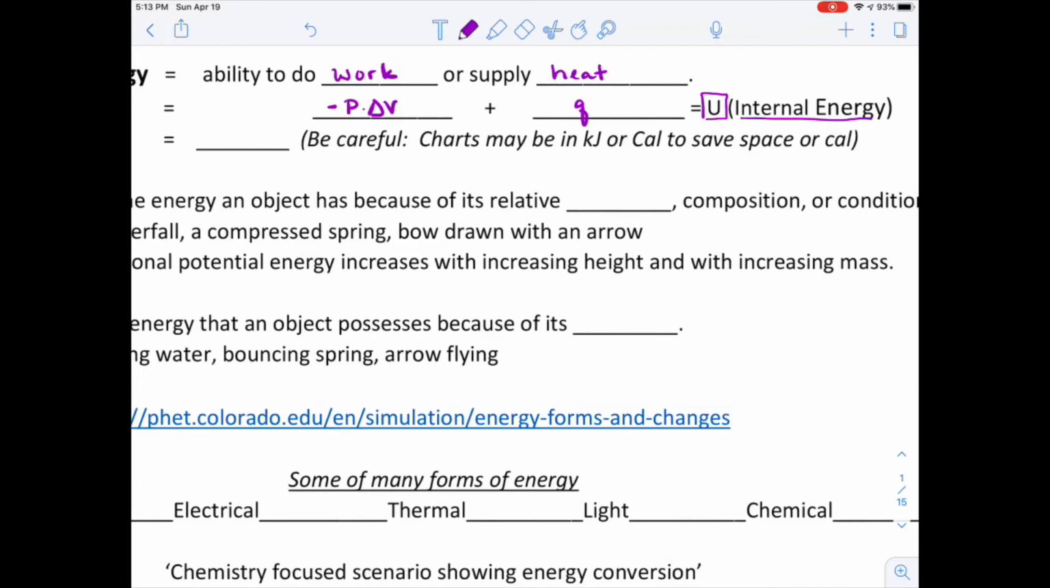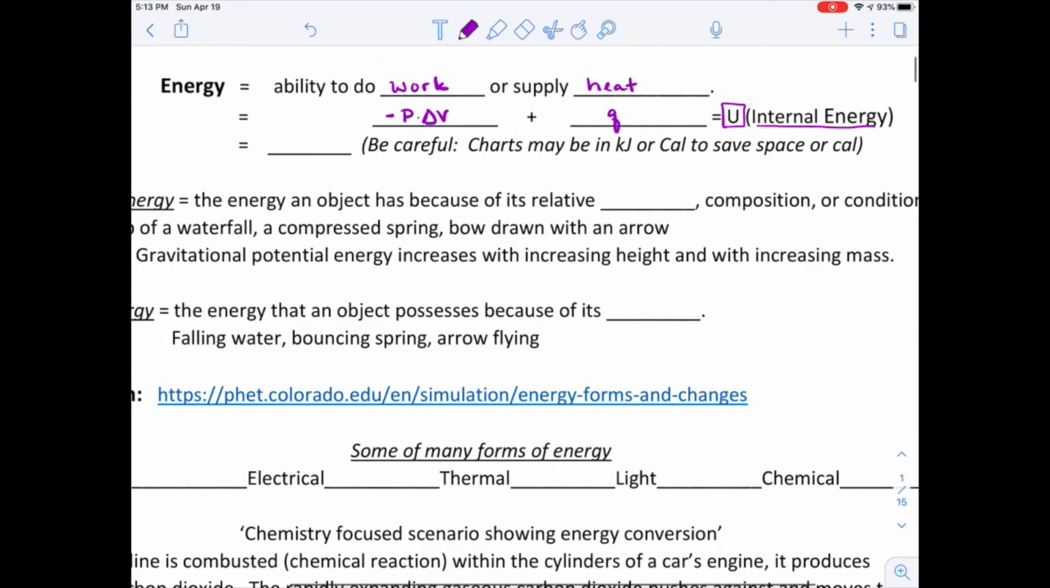Now, we aren't going to be doing very much with that equation, but this is in the chapter, and you should be aware of it. You should know the units for energy. It's a joule. Be careful because sometimes charts will be in kilojoules.